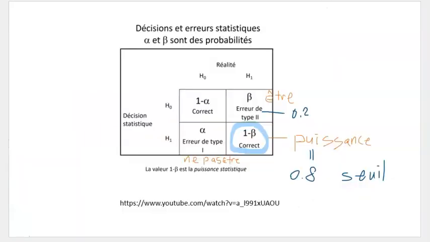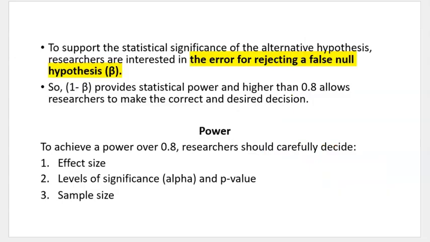And then this is another diagram. Because this is in French, but you can see almost the same thing. It is another diagram with almost the same thing. So to support the statistical significance of the alternative hypothesis, researchers are interested in the error of failing to reject a false null hypothesis. That is beta. Yeah, as I explained, we prefer the type 2 error because in fact our analysis was significant. So that is our interest. And if we want higher power, greater than 0.8, the type 2 error should be a small amount, and then we can have more power.